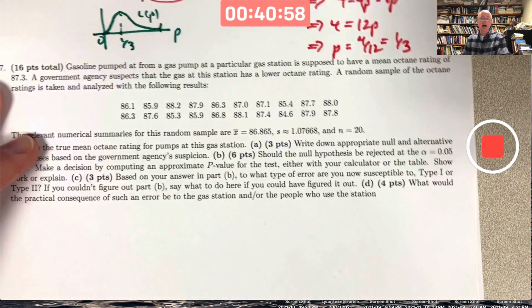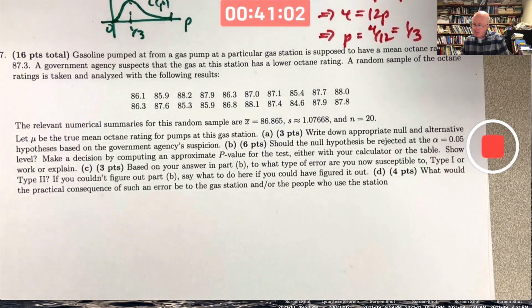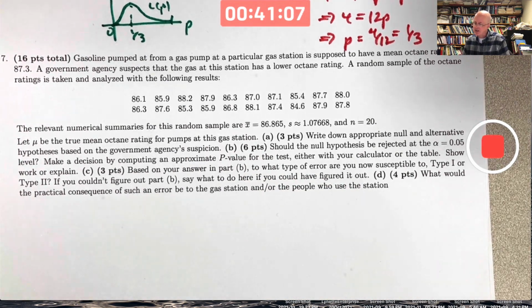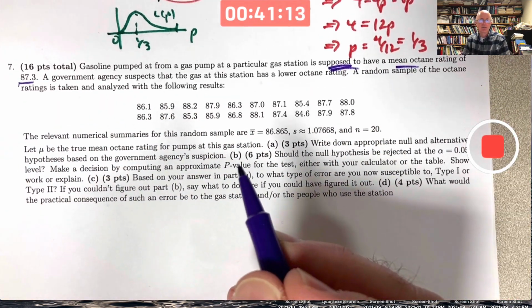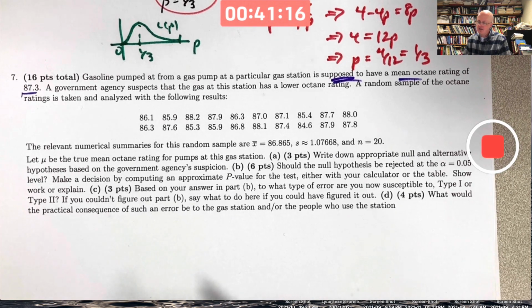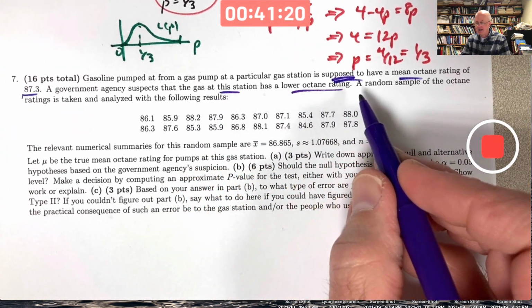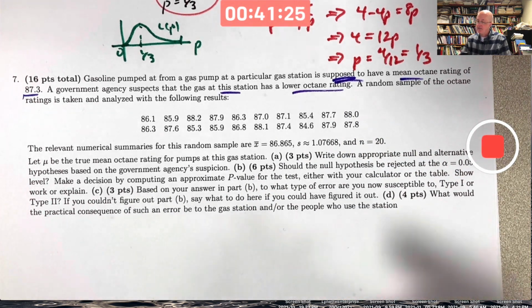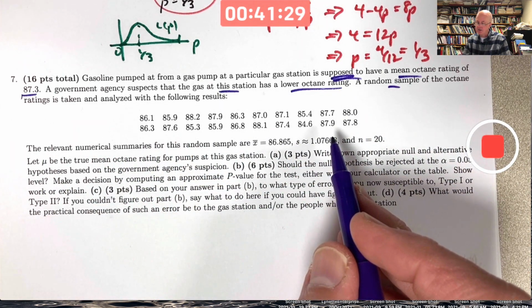Next problem is statistical hypothesis testing. Gasoline pumped from a gas pump, that's a typo there, I guess, from a gas pump at a particular gas station is supposed to have a mean octane rating of 87.3. Okay. A government agency suspects the gas at this station has a lower octane rating. Lower average is the implicit assumption there. A random sample of the octane ratings is taken, given these 20 numbers here.